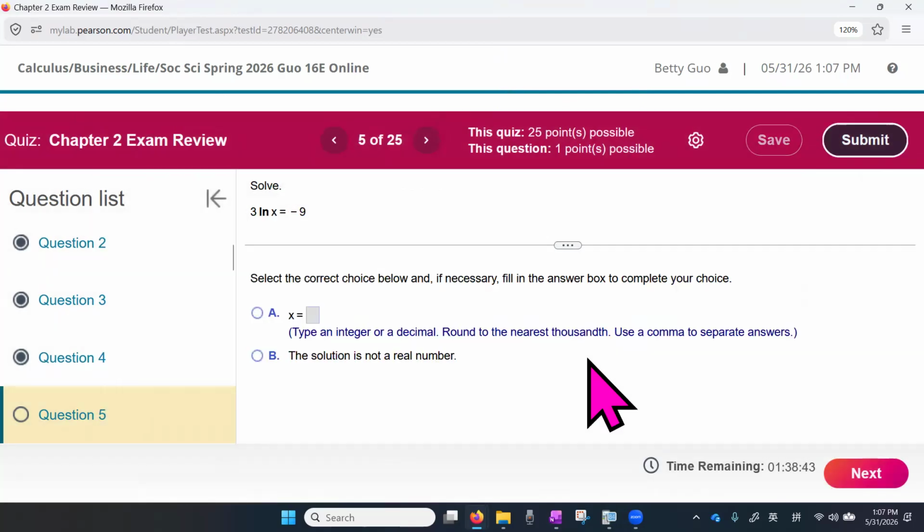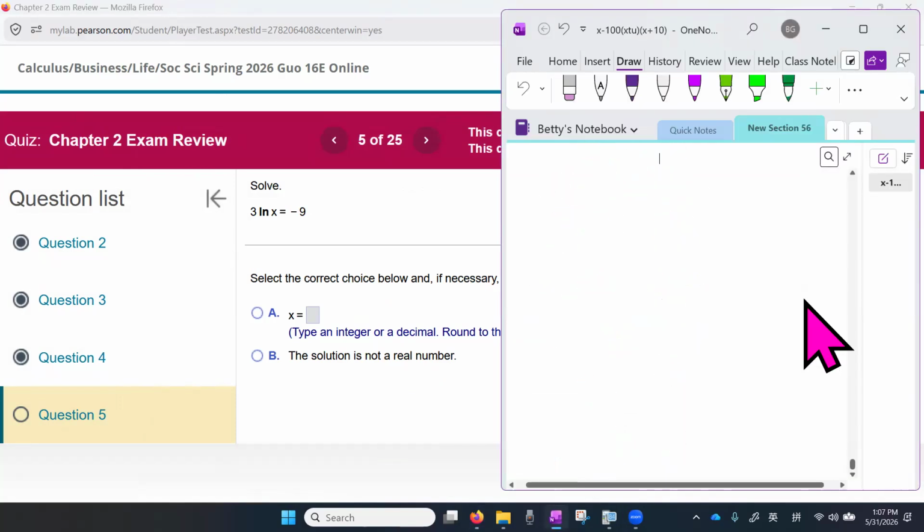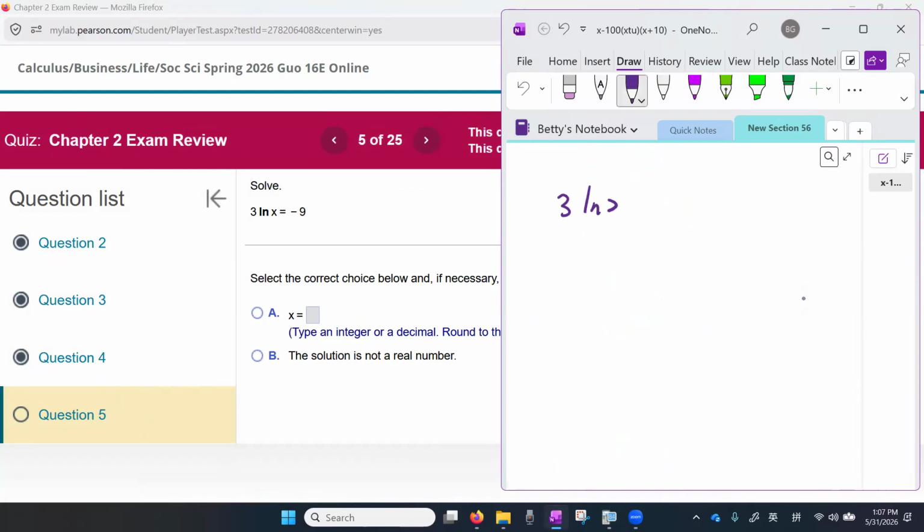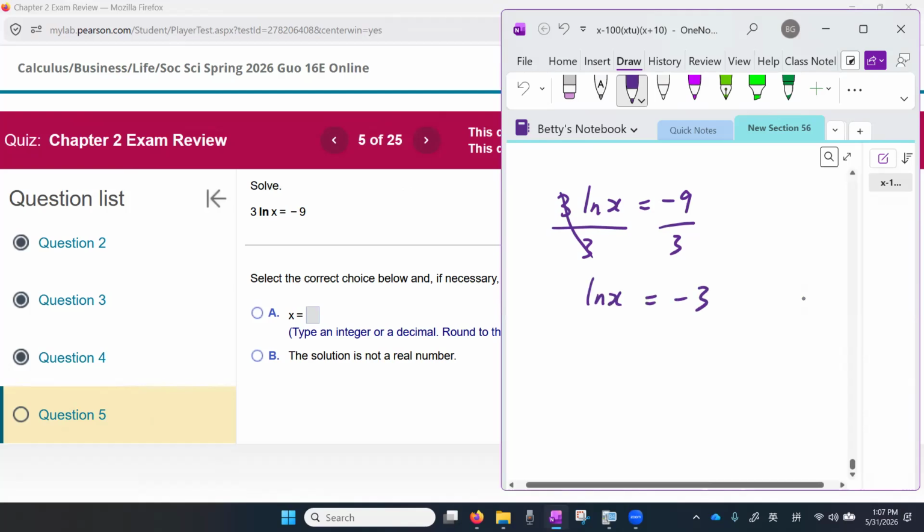Next. Question number 5. Solve x. This is a logarithmic equation. Okay, 3 ln x equals -9. Divide each side by 3 to isolate the logarithmic function first. And we have ln x equals -3. And knowing ln means that the base is e.